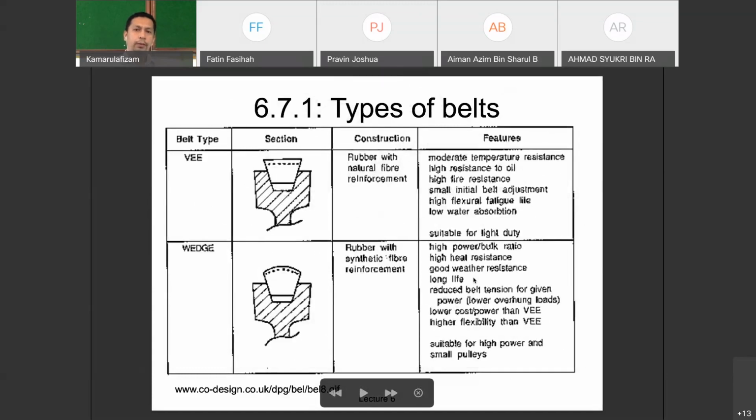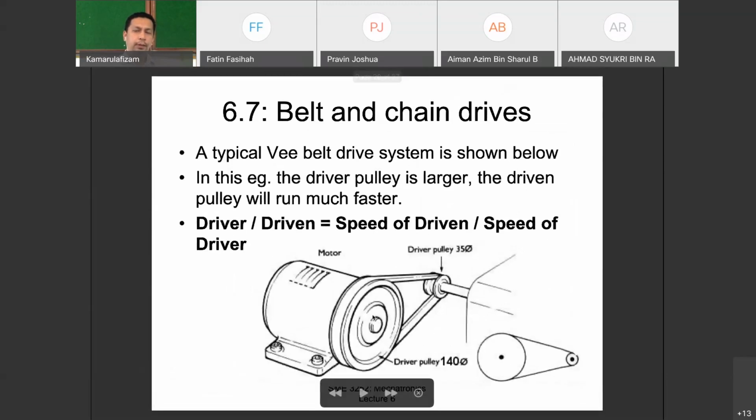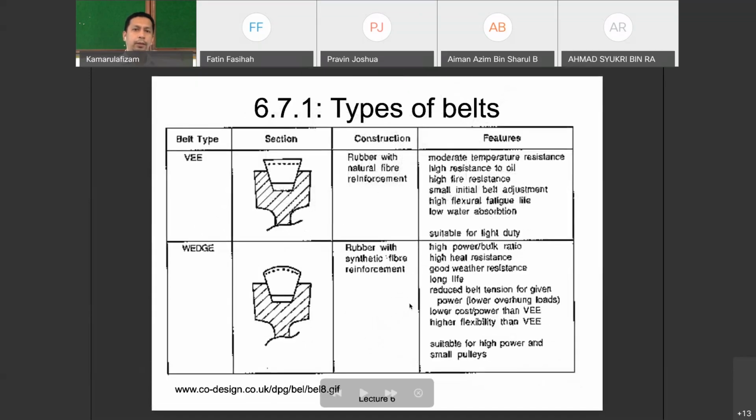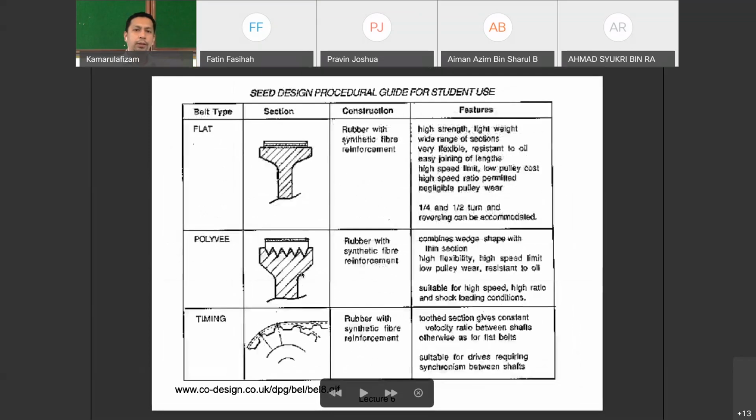Type of belt, because this is the system basically run on belt. So, ada lain-lain jenis belt basically for different application. Ada belt yang ada gigi, ada flat, ada belt yang tak ada gigi. So you can read through dekat sini lah. Okay, ada yang flat, ada yang macam timing belt, you ada gigi macam ni. So it's different belting system for different application.